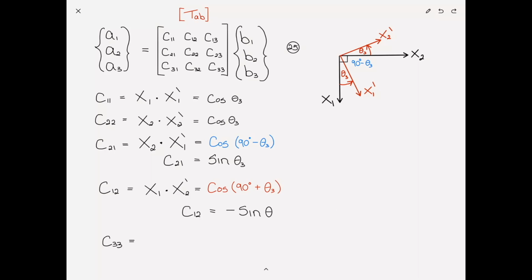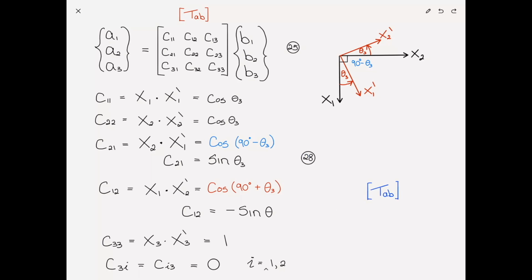Okay, similarly for C33, since x3 and x3 prime are in the same direction, the cosine of the angle between them is just 1. And similarly for C31 and C32 and C13 and C23, those are going to be 0 because those are 90 degrees apart. Cosine of 90 degrees is 0. Just for shorthand, I wrote it as C3i, where i is 1 and 2. All right, I'm just going to number all of these collectively, equation 28.